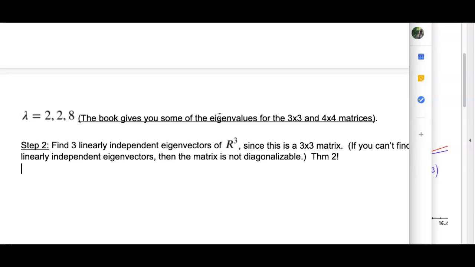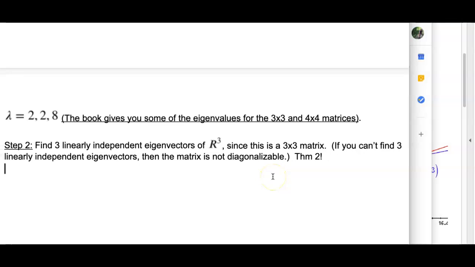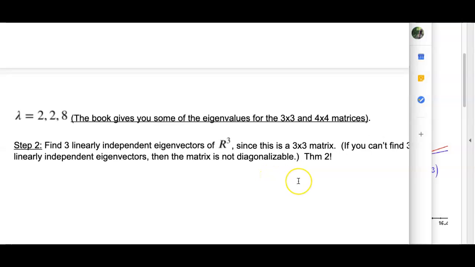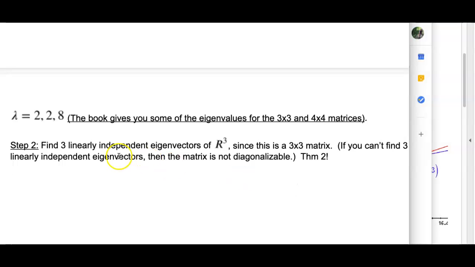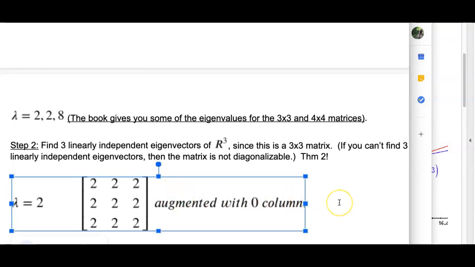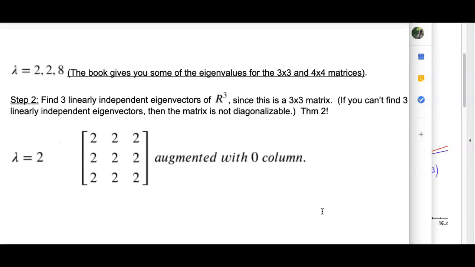Step 2 is find 3 linearly independent eigenvectors of R3, since this is a 3 by 3 matrix. And if you can't find 3 linearly independent eigenvectors, then the matrix is not diagonalizable. Is that a word? I don't know, but I like writing it. Okay, so first of all, with lambda equal to 2, I set up this matrix and I'm going to augment it with the 0 column. Then I'm going to reduce it. Well, all these wipe out, so I'm just going to end up with the top row there. And so then with that, I'm going to end up with x1 is equal to negative x2 minus x3.